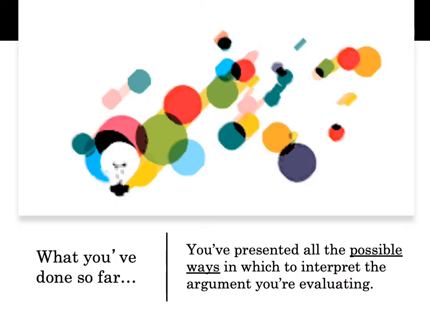So it may seem that you haven't done anything very significant thus far, but in fact you have. You've presented all the possible ways in which to interpret the argument you're evaluating. Right? So if this thing is invalid, then one of those rows is going to show you that it is. You basically are going to assign truth and falsity to your atomic propositions, your atomic sentences, and that will tell you whether or not this thing is valid or invalid.